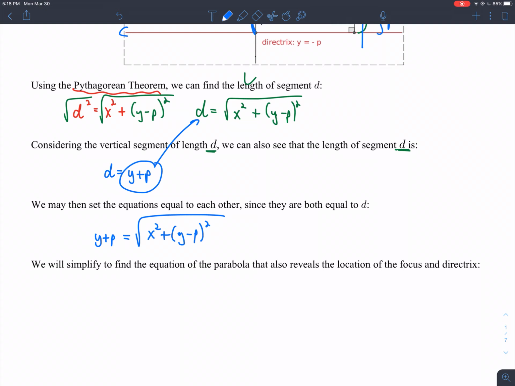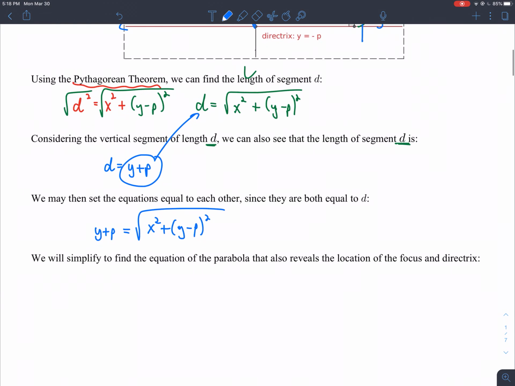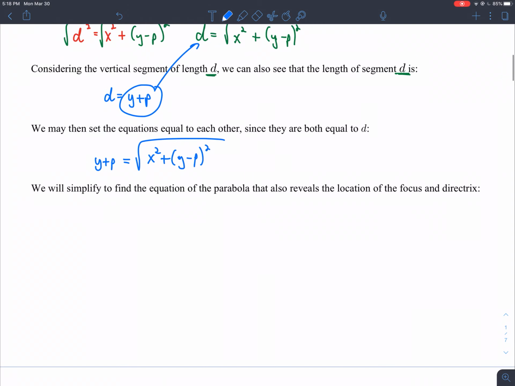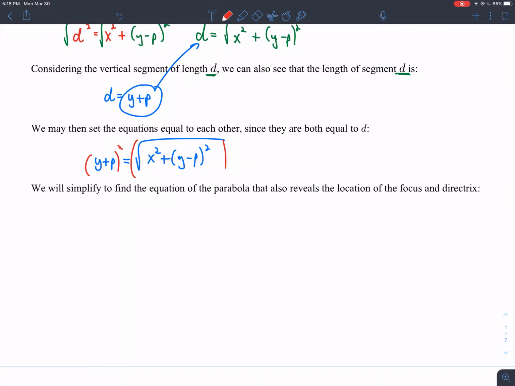And this is good. Now all we need to do is simplify this equation and see what happens. Just try and simplify things and add things together, and you'll see that magically the equation we're after just pops out. It's pretty amazing. So let's continue. Let's take this and square both sides. What you get is y plus p squared equals, and the square and square root cancel, so I just get x squared plus y minus p squared.